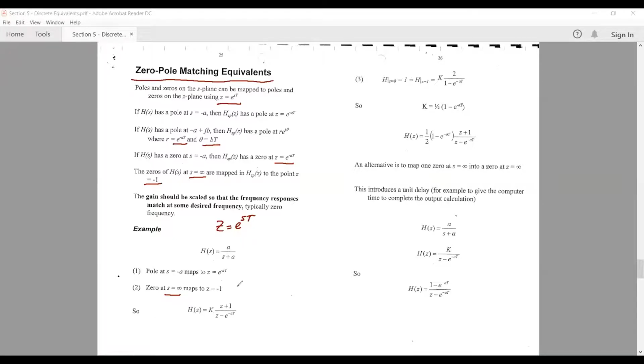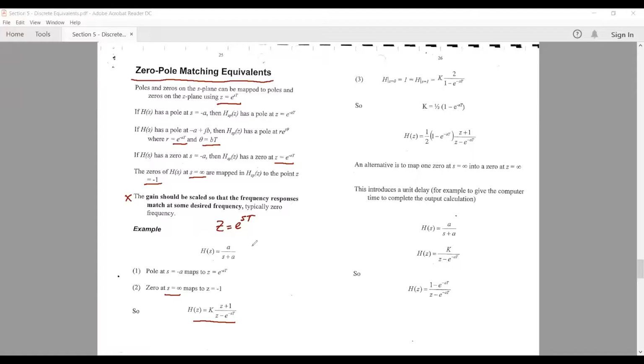So considering all this, there is a pole at z = e^(-aT) and a zero at z = -1. So basically what I get is (z + 1)/(z - e^(-aT)), multiplied by a constant k. Now we have to solve for k, and the way we can solve for k is by using this statement.